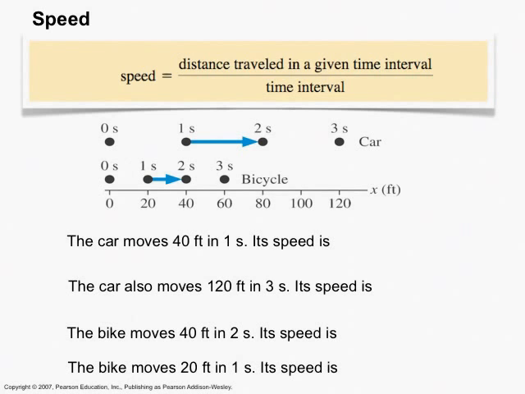For example, the bike moves 20 feet in the first second, so therefore its speed is still 20 feet per second. And in the full duration of time, it went from 0 feet to 60 feet, or final minus initial, 60 feet minus 0 over 3 minus 0, 60 divided by 3 is 20 feet per second.